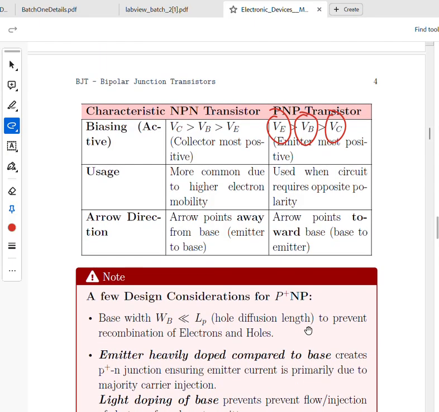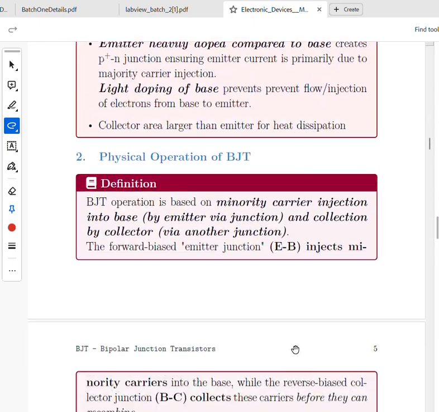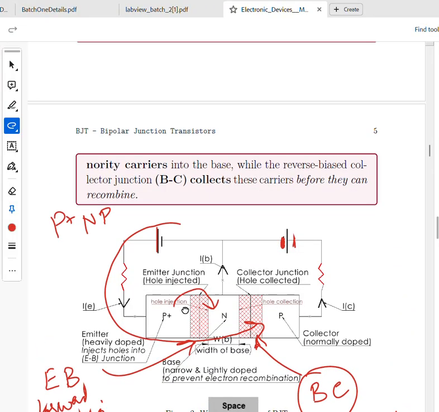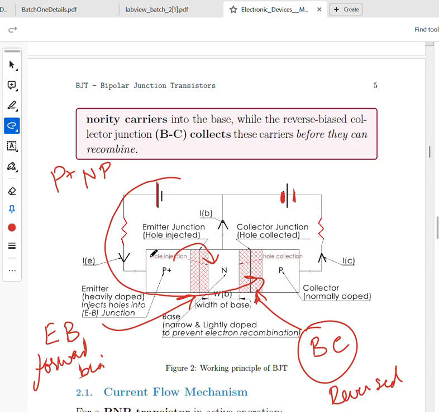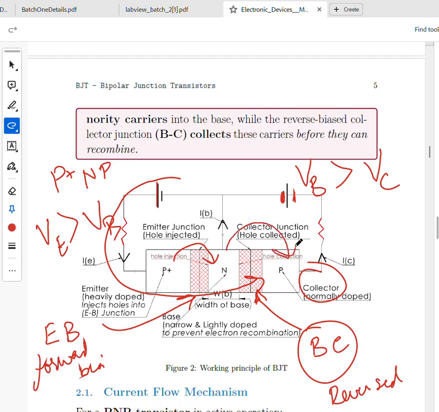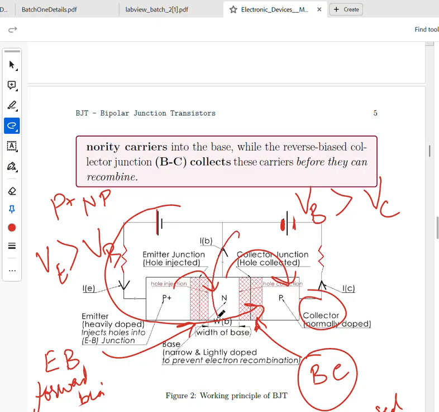So this is the emitter. The emitter voltage should be high in PNP. Why? Because VE should be more positive than V base, because only then the forward bias condition is set between these two, and holes will be pushed into the base. Similarly, we want the V base voltage to be more positive than V collector. This is the collector, V collector voltage. Why? Because we want the base to push holes into the collector. This sets up the reverse bias condition.